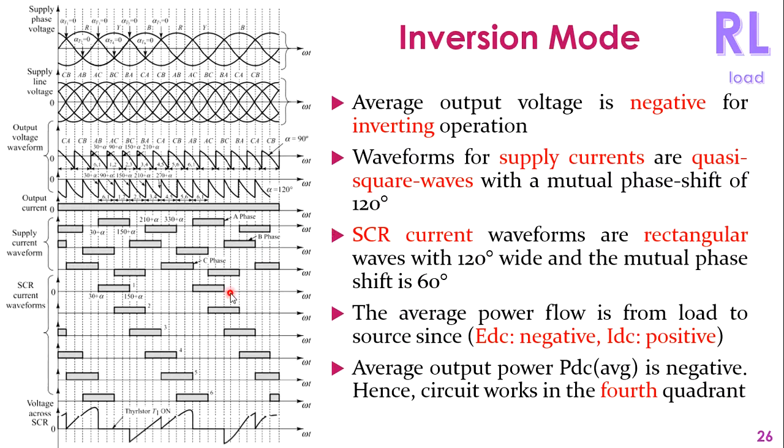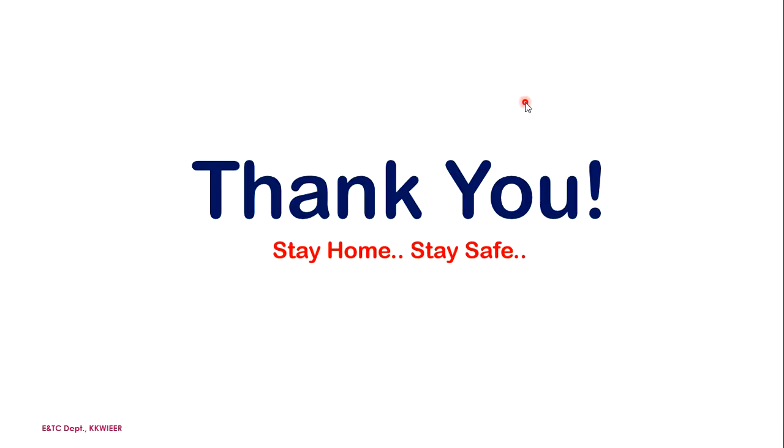Whereas in case of inversion mode, the average output voltage is negative for the inverting operation. The waveforms for supply currents are quasi-square waves with the mutual phase shift of 120 degree. SCR current waveforms are rectangular, 120 degree wide, with a mutual phase shift of 60 degree. The average power flow is from load to source. Since the DC voltage is negative and DC current is positive, the product of these two will be negative. So average output power PDC average is negative, hence the circuit works in fourth quadrant in case of this inversion mode. So this is all about the 3-phase full converters with resistive as well as inductive load.